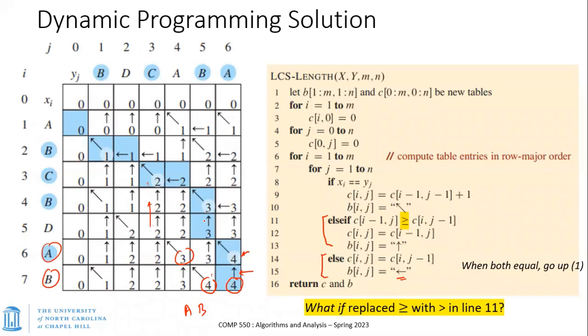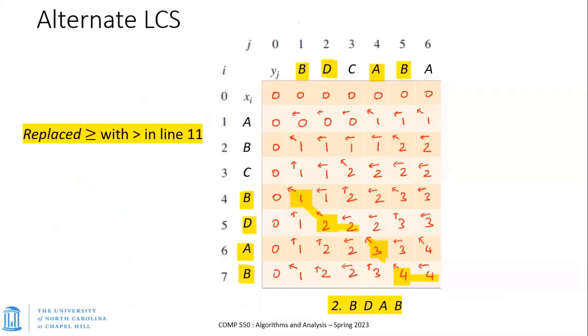So what would the solution be then? It would be D, following this particular path, and then a B. So B, D, A, B would also be a solution because we just followed a different path, and that's perfectly fine. That's what I've shown you over here. We just have the arrows pointing in different directions.